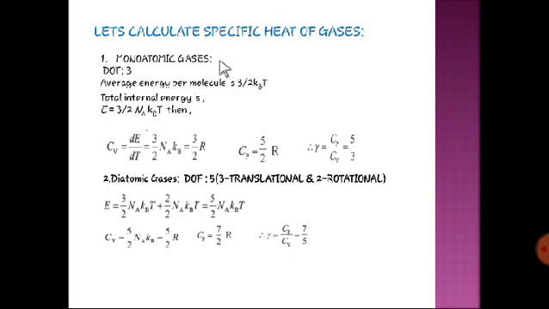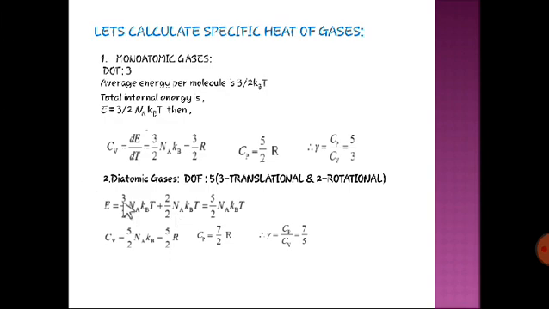Now we'll try for diatomic. What happens for diatomic? For diatomic, 5 is the degrees of freedom, right? When 5 is the degrees of freedom, it has 3 translational motions and 2 rotational motions, right?